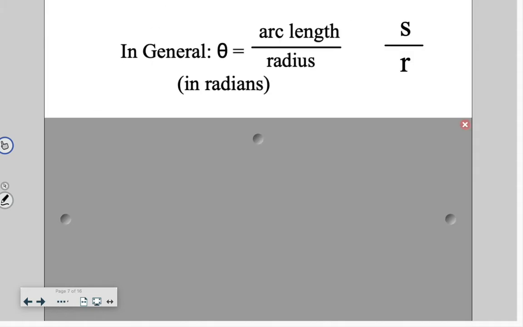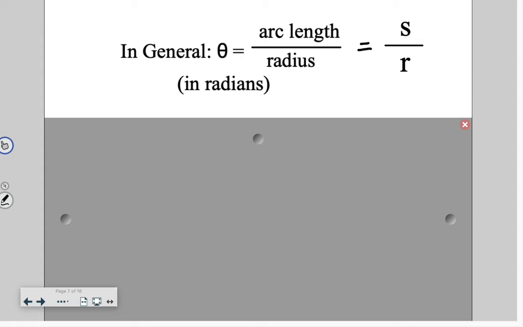All right, in general, an angle measure in radians is just the arc length divided by the radius. Arc length divided by radius is what a radian is. And we said before, when they're equal, that's 1 radian. So that's where this formula is coming from. This is just the definition. Arc length divided by radius.